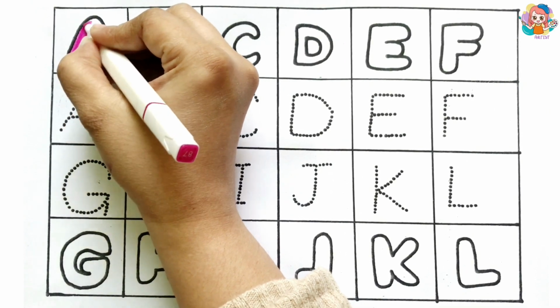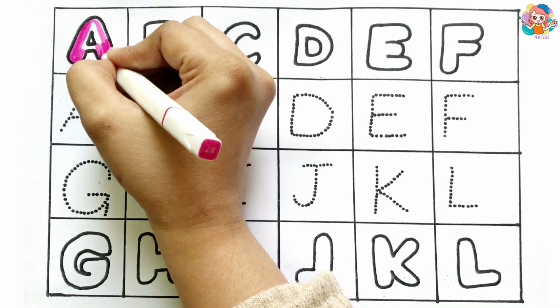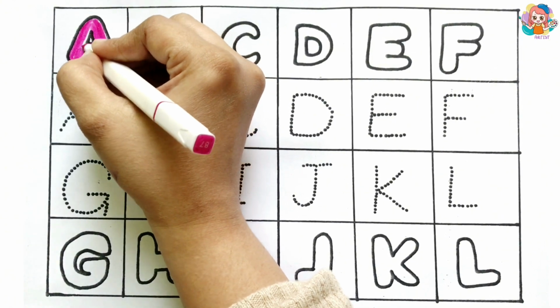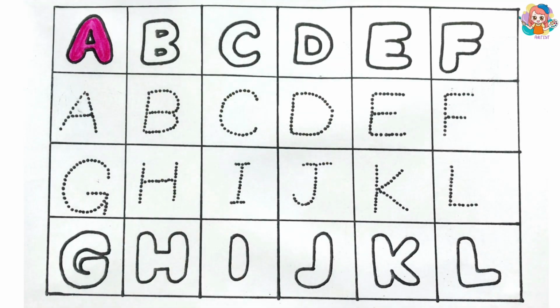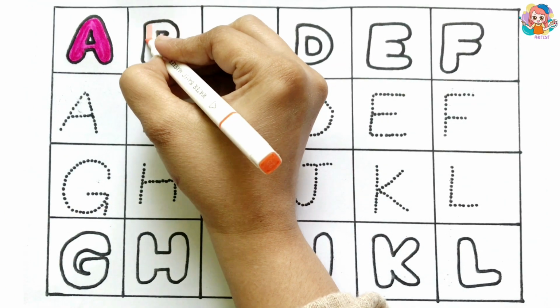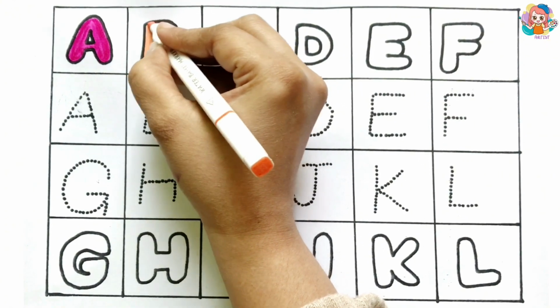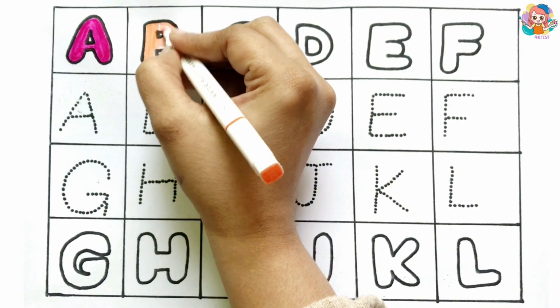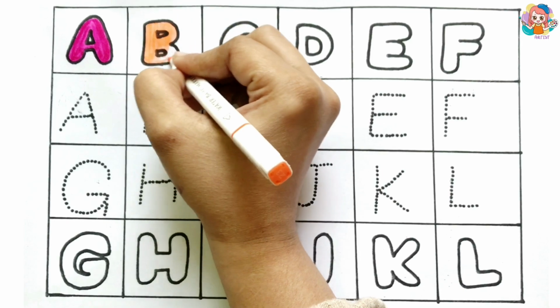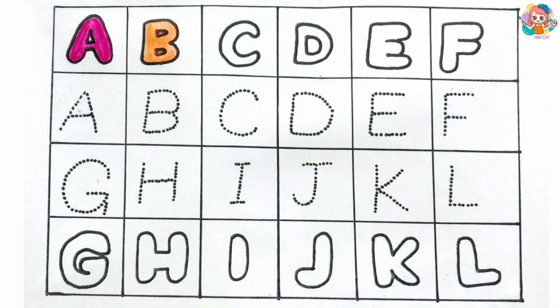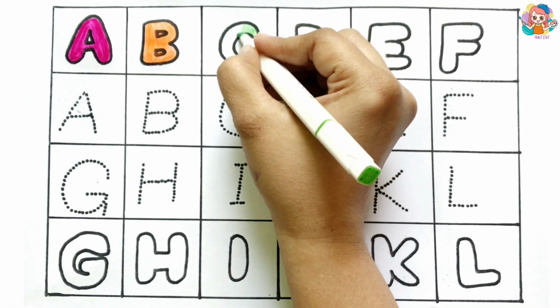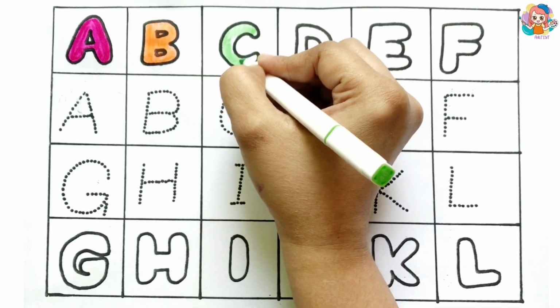A. A is for apple. B. B is for balloon. C. C is for cake.